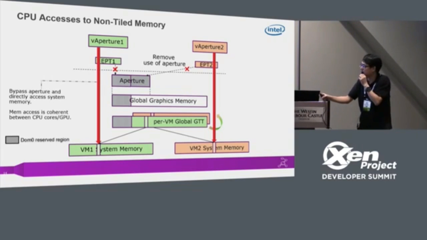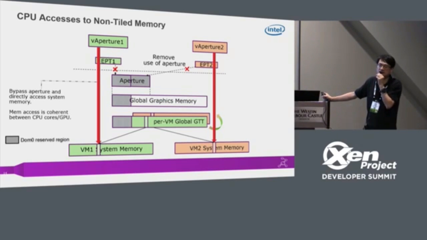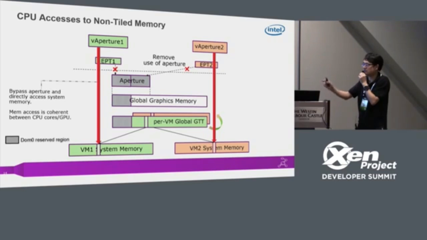We can do this because in the current Intel design, the GPU access and the CPU access are cache coherent, so there are no cache problems.